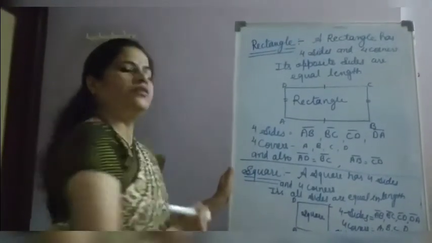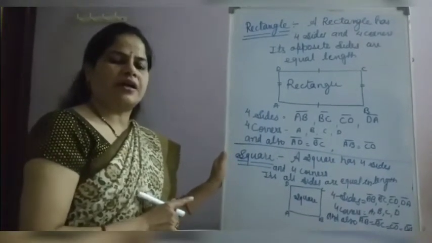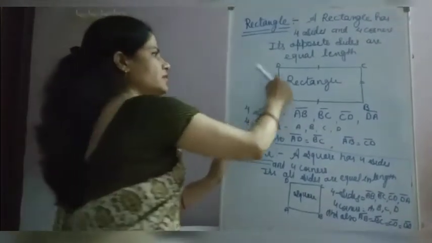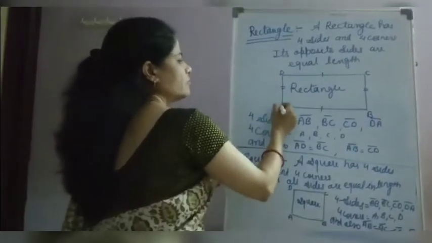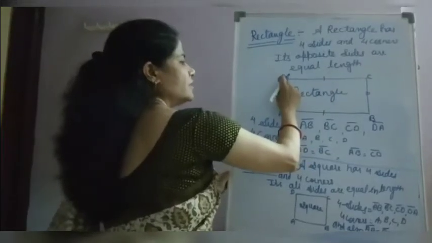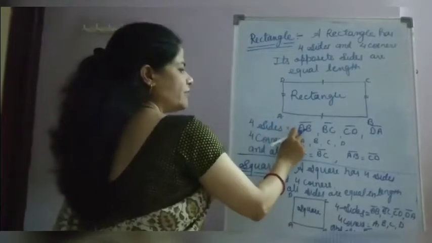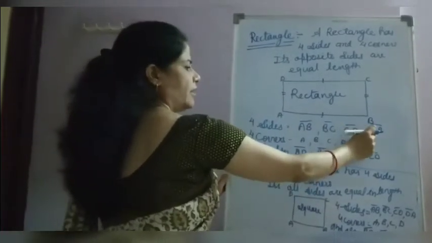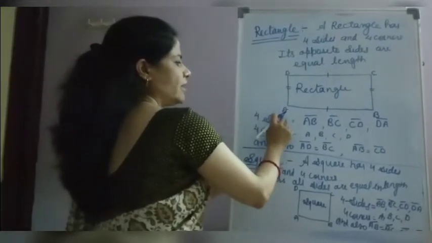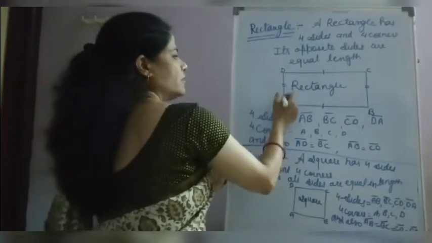Now rectangle. A rectangle has 4 sides and 4 corners and its opposite sides are equal. You can see on the board that this is a rectangle and the first side is AB, second side is BC, third side is CD and fourth side is DA. So the 4 sides are AB, BC, CD and DA. And a rectangle has 4 corners. First corner is A, second corner is B, third corner is C and fourth corner is D.